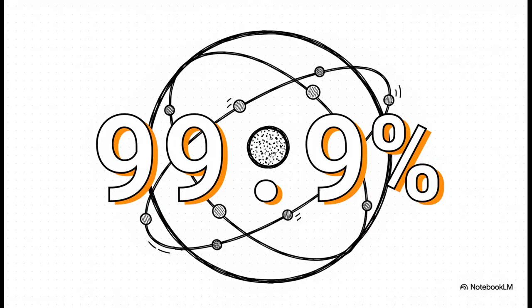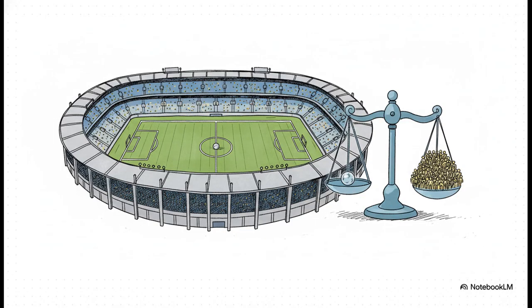Just think about this number, 99.9%. That's the percentage of an atom's entire mass that is crammed into that impossibly tiny nucleus. Everything else, all that space where the electrons are buzzing around, accounts for just a tiny, tiny fraction of the weight. Here's another way to think about it.